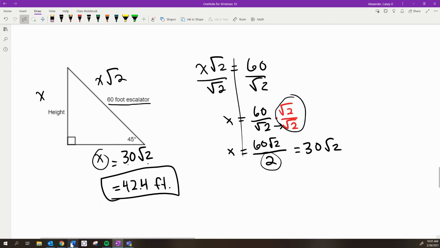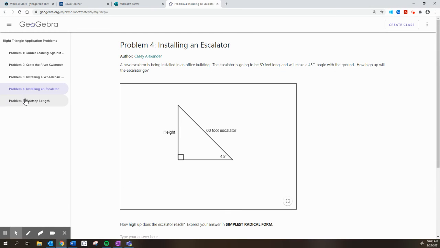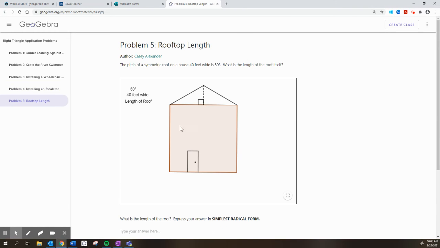All right, one more problem, and this one is, I think, more challenging than anything I would give you to do on a test, but still a good one to look at. So the pitch of a symmetric roof on a house that's 40 feet wide is 30 degrees. So the house itself is 40 feet wide. So I can say that the entire width of the house is 40, and the pitch means the angle between the flat top of the house and the roof itself. So that's a 30-degree angle. What's the length of the roof itself? So we're looking for this length here.